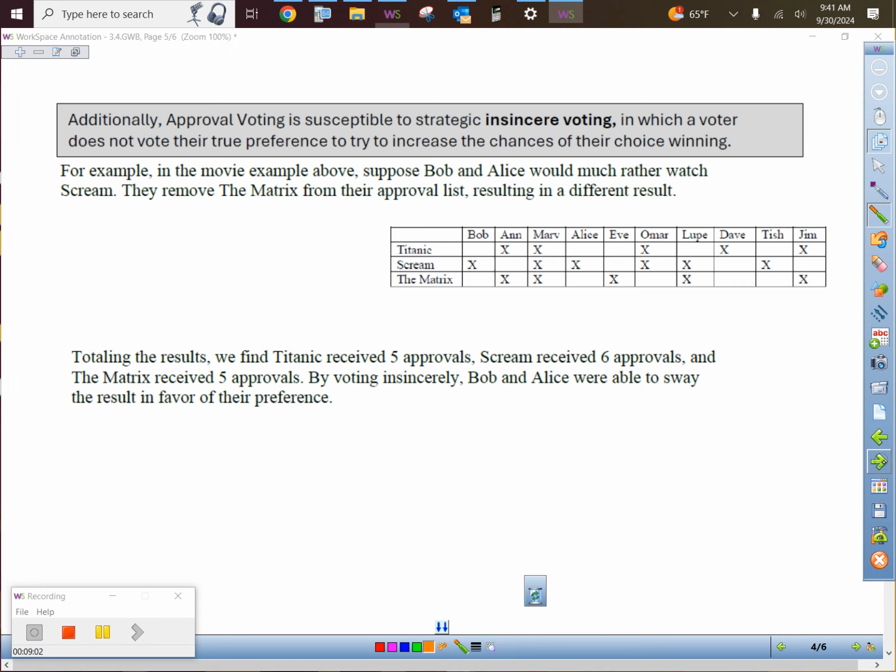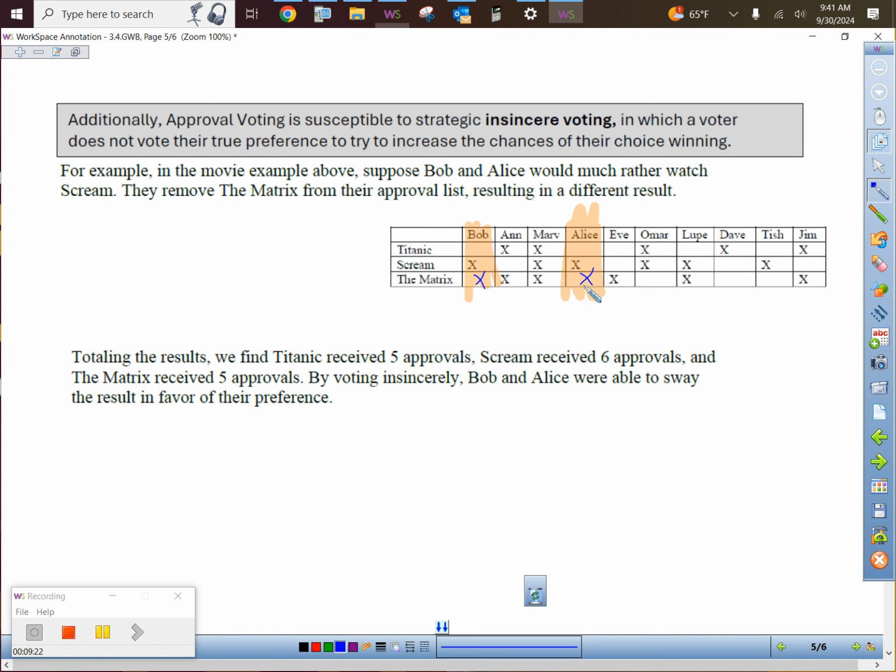And then lastly, what's wrong with doing this also? Back to the movies of Titanic, Scream, and The Matrix, if some people voted insincerely, like what they did here was Bob and Alice. I'm not going to make you flip over, but if you flip over to the other side, Bob and Alice in their original votes had a vote for The Matrix. They said, yeah, I approve of that, but I really don't want to watch that, but it's cool if we do. They really wanted to watch Scream. They really, really, really did.